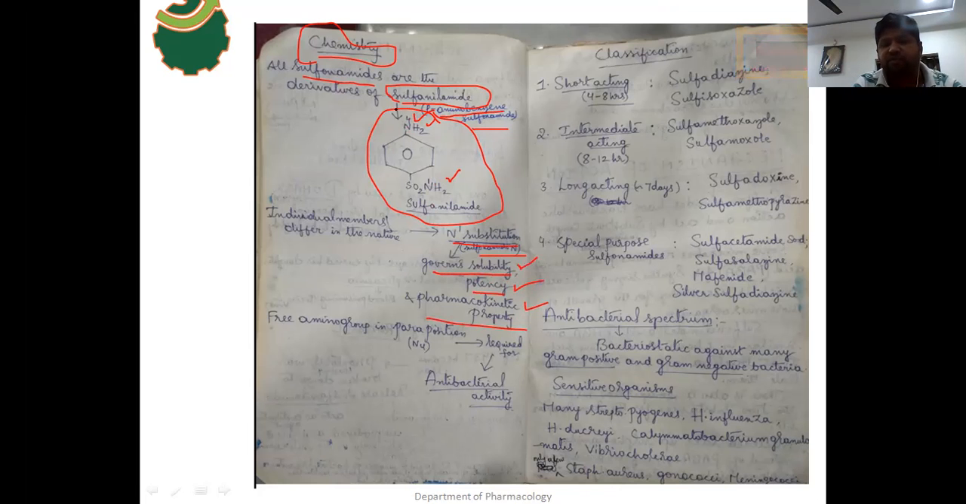The same thing applies at the N4 position, the para amino position. The nitrogen of this para position amino group, if you do substitution here, that will alter antibacterial activity. That will lower antibacterial activity.